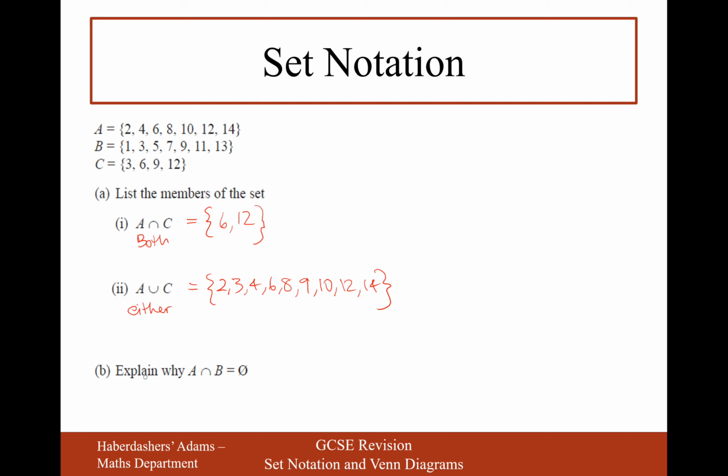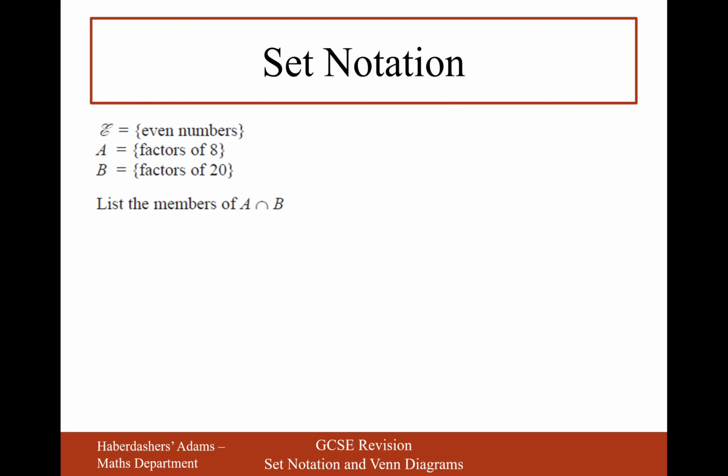Okay. And explain why A intersection B equals a circle with a line through it. So the circle with a line through it means nothing, absolutely nothing whatsoever. So the reason that A intersection B equals the null set is that there are no common elements in A and B. There's absolutely nothing, not even the zero. Absolutely nothing, zilch. Okay, so there we are, that's the answer to that question. Let's move on to the next one, pause the video and give this one a go.